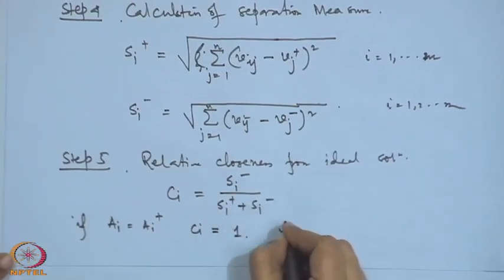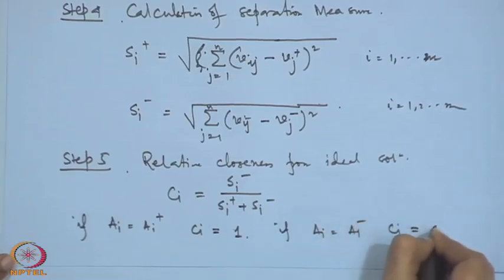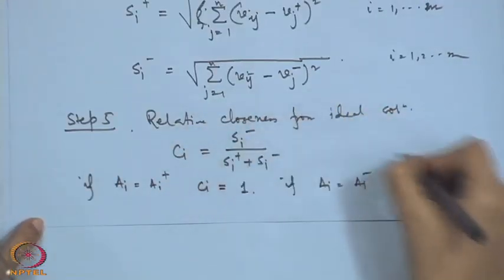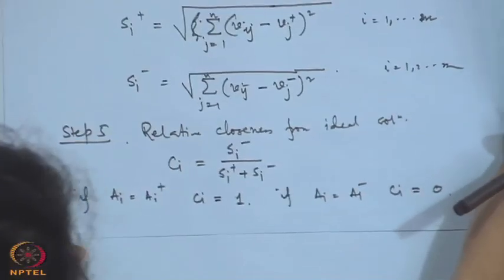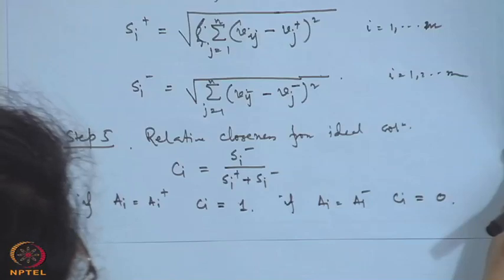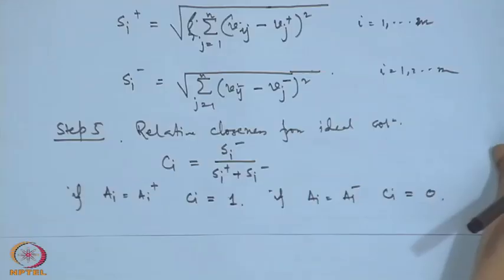Otherwise the value of C i will be between 0 and 1. In this way, we are calculating the closeness of the decision matrix with respect to the ideal solution. Once we get this value between 0 and 1, we try to maximize this value as always, and the corresponding alternative gives us the solution. All right, that is all about the TOPSIS method.